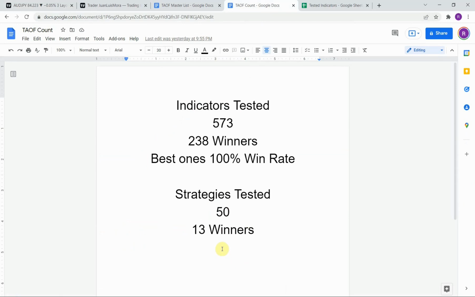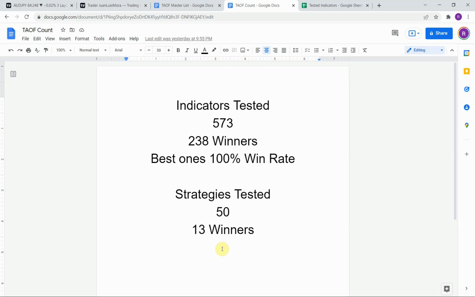So to date, we have tested a total of 50 different strategies, with 13 of them being profitable. We've also tested a total of 573 indicators, with 238 of them being winners. The best ones so far were able to achieve a 100% win rate. Now you need to go back and watch those videos to understand the context of how they were able to achieve that. So go back and watch those videos and see what you can get out of those winning indicators.